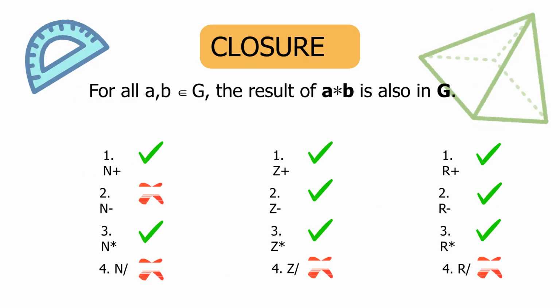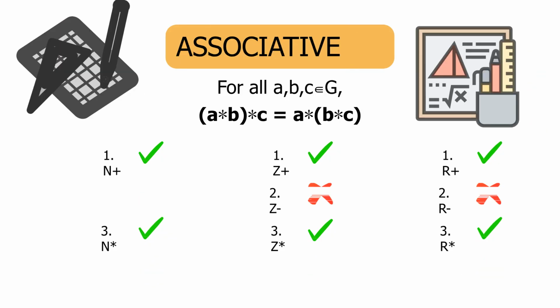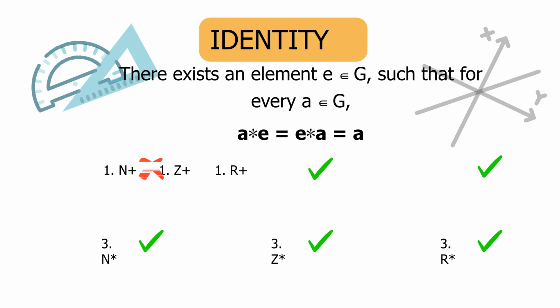The closure property means that for all elements A and B in the group G, the result of A asterisk B is also in G. The associative property states that for all elements A, B, and C in G, the order of operation does not matter. A asterisk B asterisk C equals A asterisk B asterisk C. The identity property requires an element E in G, such that for every A in G, A asterisk E equals E asterisk A equals A.